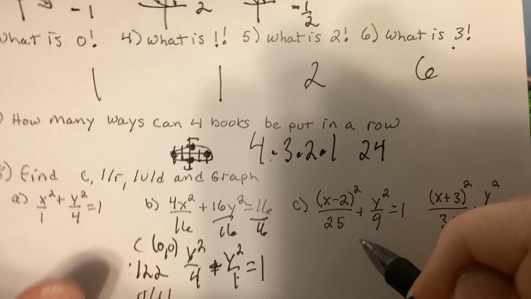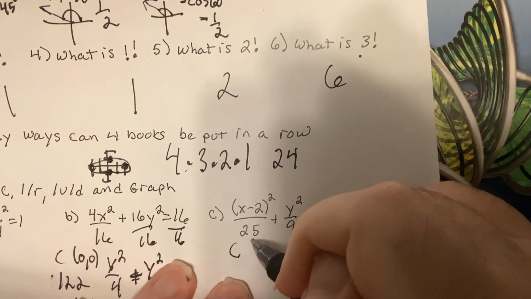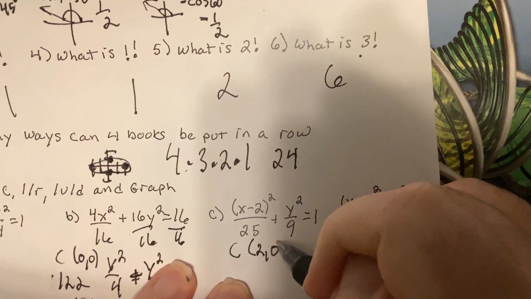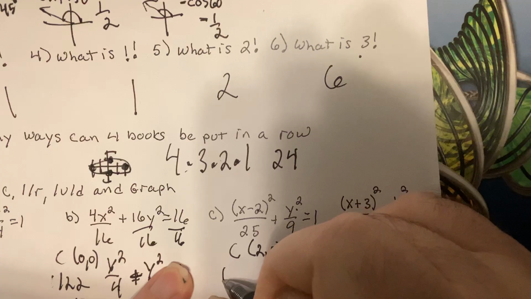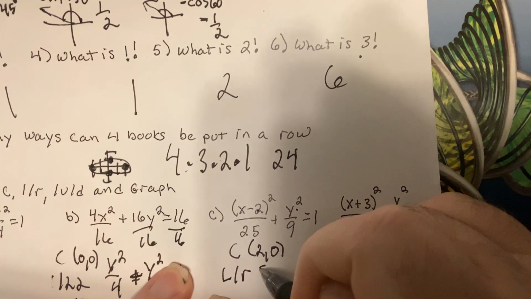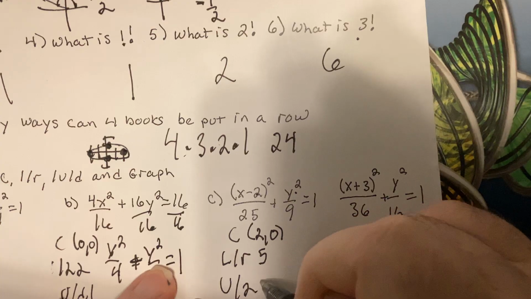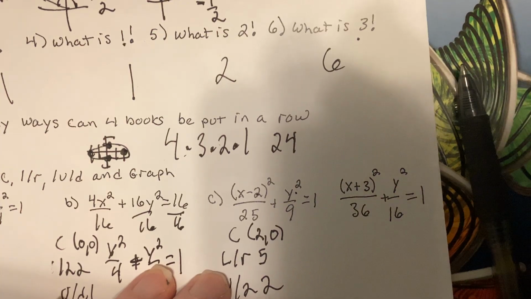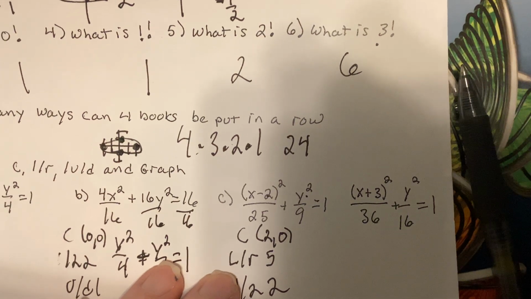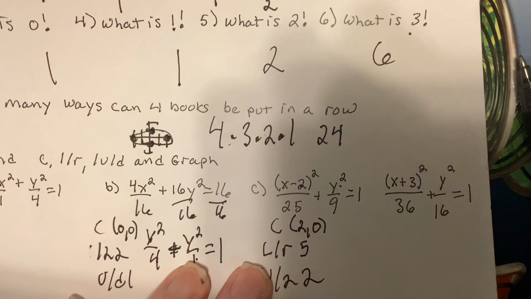Now this one, the center would be 2, 0. The opposite number is x, opposite number is y. You're going left, right, 5, and up, down, 2. Okie doke. Video 1 is done. I skipped a couple, but the same type of problem.